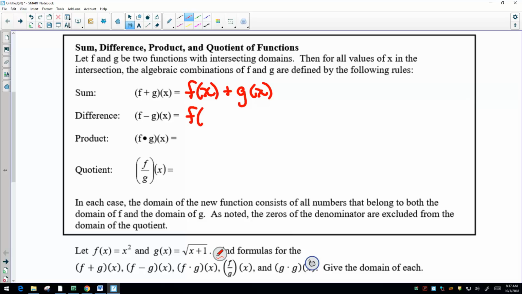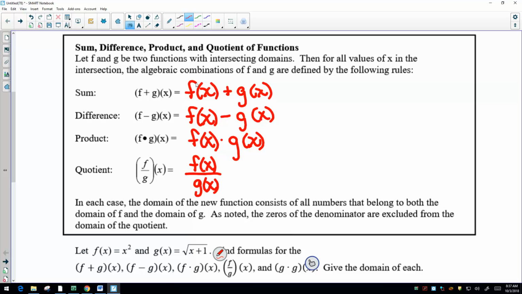It's the same thing as saying I'm taking the f function and then subtracting out the g function. For the product, I take the f function and multiply it by the g function. And finally, the quotient, division: the f function divided by the g function. Now this we have to be careful with. Since we have a fraction, we can't have 0 in the denominator, so this is based on the fact that g of x cannot equal 0.